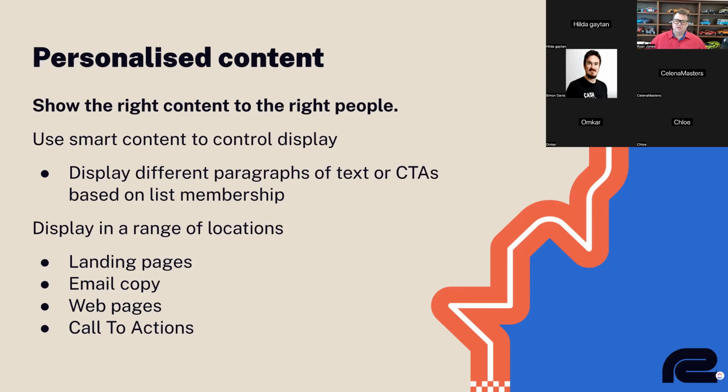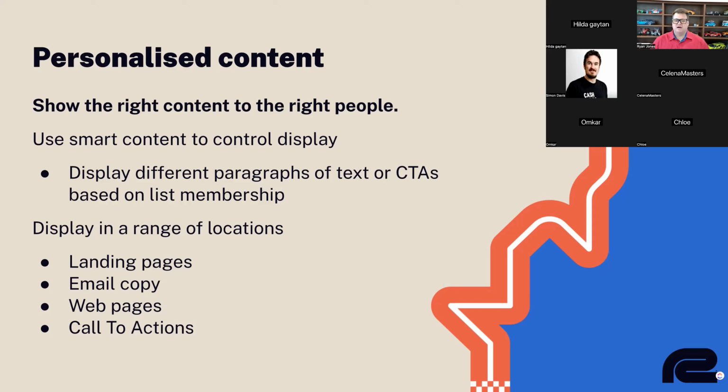With our personalized content, this is about showing the right content to the right people. We can use smart content to control the display of different things. Maybe we display different paragraphs of text or different calls to action on our website based on people being in a list in our CRM. The list membership might be based on people who are already customers, people using a certain service, people who bought a certain pair of shoes, whatever the case may be.